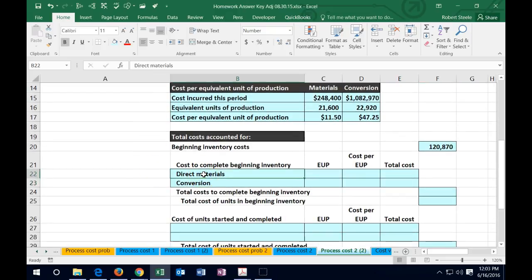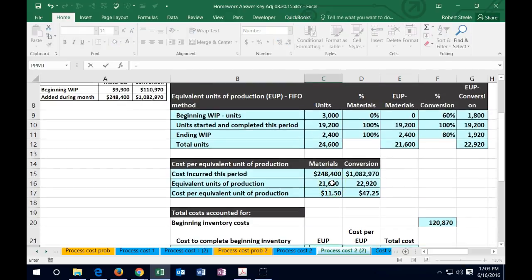So we're trying to calculate out the cost per equivalent unit. We're going to need the units, and we're going to need the cost per equivalent unit. So we're talking about the cost at the beginning inventory. We've got the direct materials, and we're going to use the equivalent units. I'm going to say, where does this number come from?